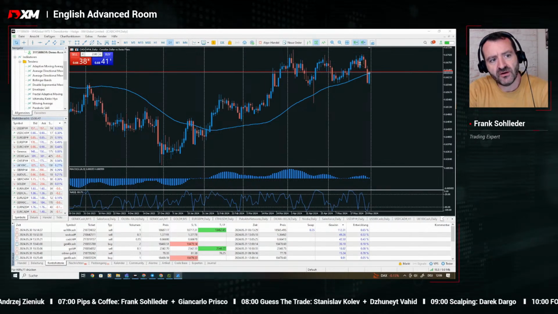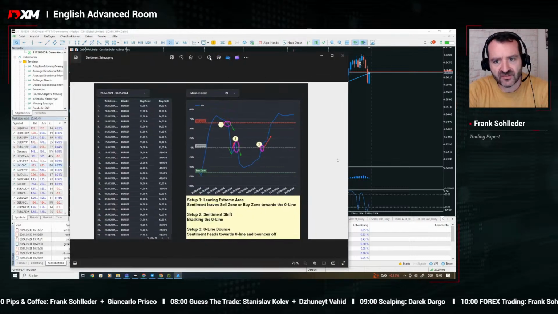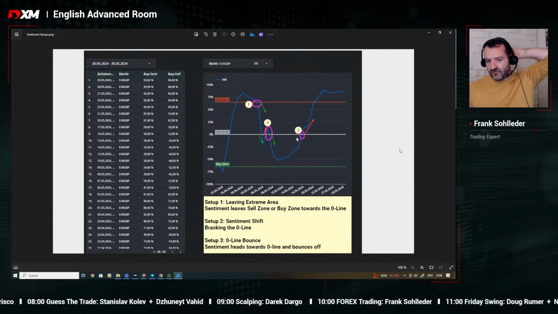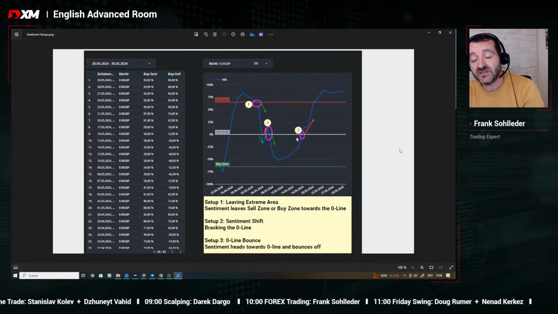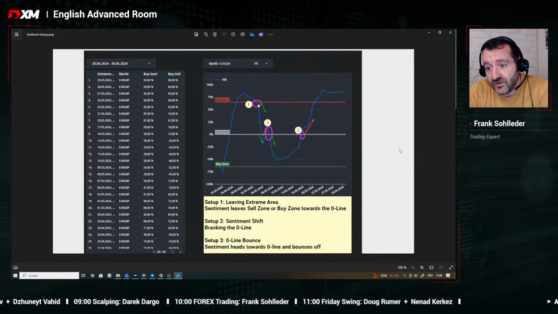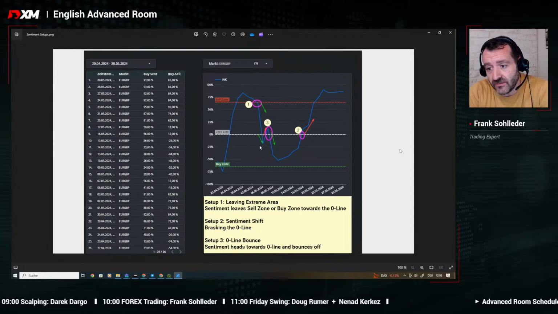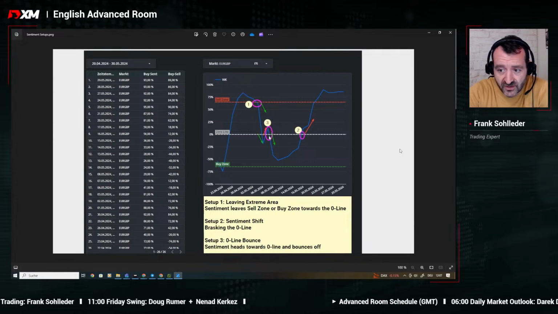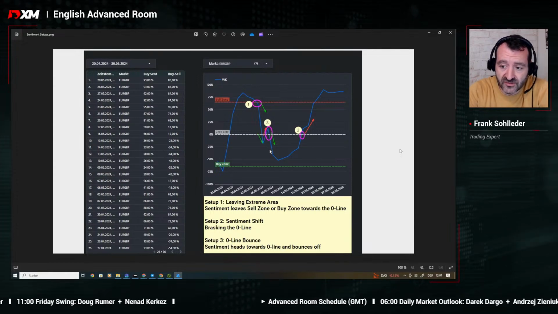You are having an opportunity to find exactly such interesting setups. Here we had, for example, worked out yesterday the setups on the Euro British pound. You see, leaving the extreme zone, the zero line bounce we have here on number 3. This is what we, for example, traded on Canadian dollar Swiss franc.